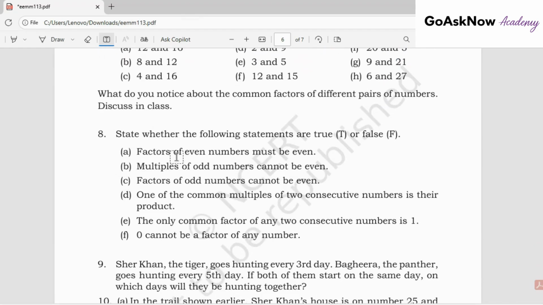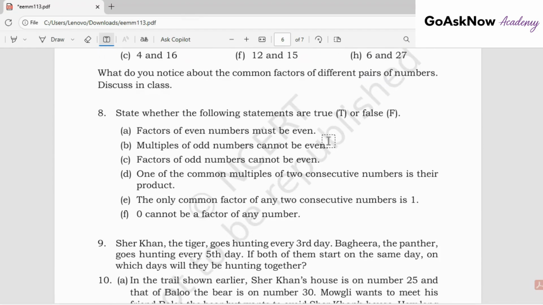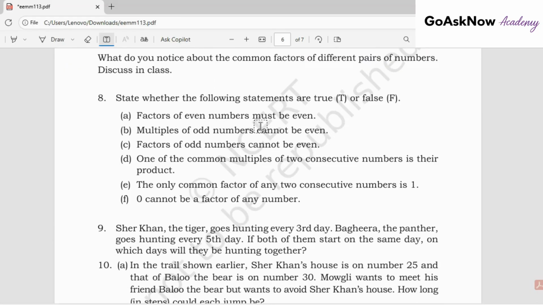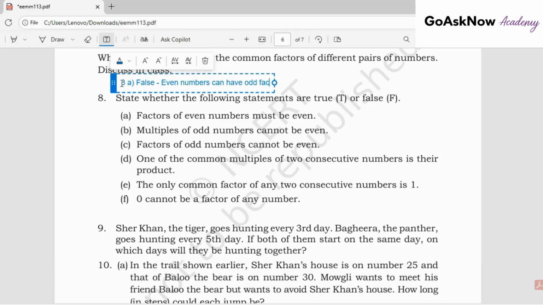Now, state whether the following statements are true or false. First one: factors of even numbers must be even. False. For the 8A question, the answer is false, because even numbers can have odd factors.